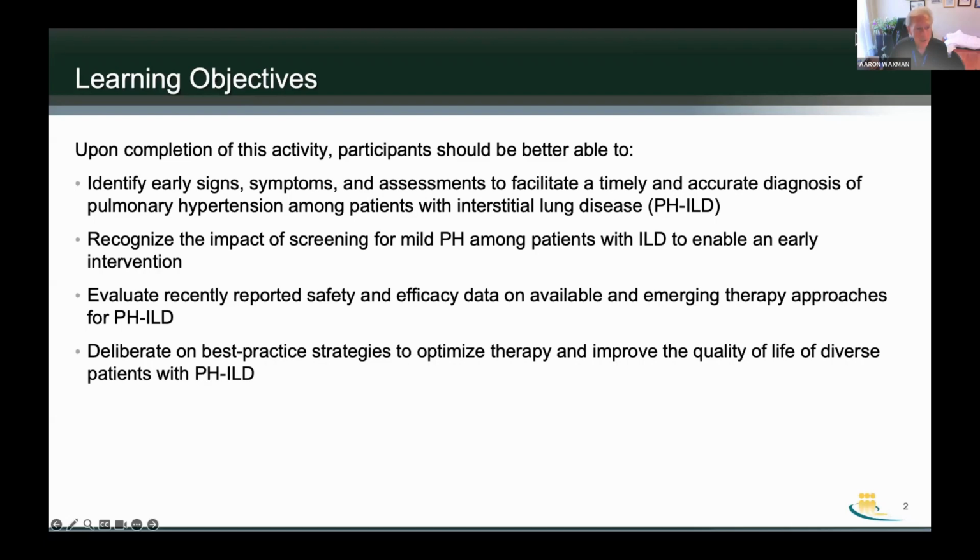You should be able to evaluate recently reported safety and efficacy data on available and emerging therapeutic approaches for PH-ILD and deliberate on best practice strategies to optimize therapy and improve the quality of life of a diverse group of patients with interstitial lung disease and pulmonary hypertension.